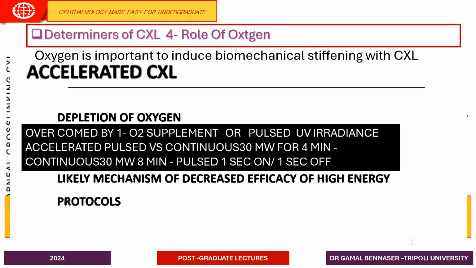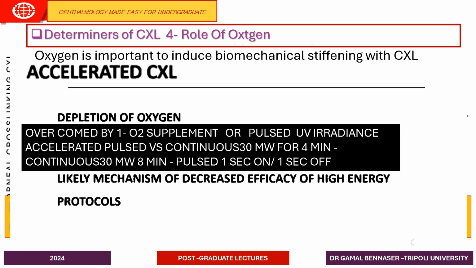Now, the problem of accelerated cross-linking is that they found the efficacy is not like the standard Dresden protocol, especially if the power is more than 10 or 9 milliwatt for 10 minutes, and this can be attributed to the depletion of oxygen. The more energy you give in a very short time, the less time there is to replenish this depleted oxygen for the photochemical reaction, and this will lead to decreased cross-linking.